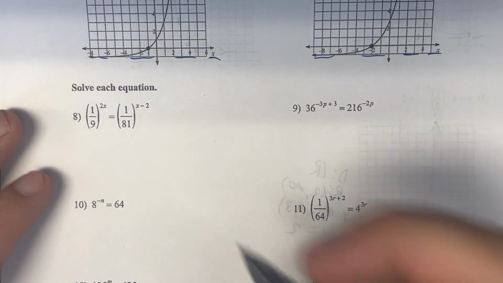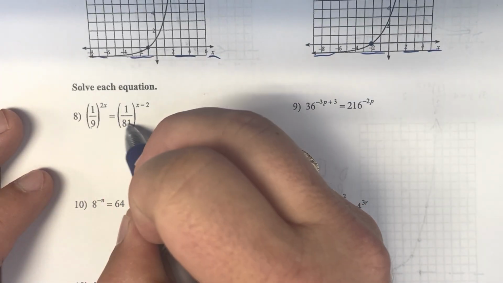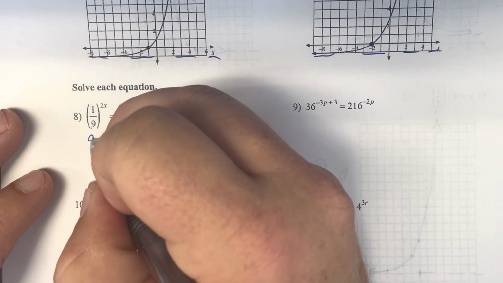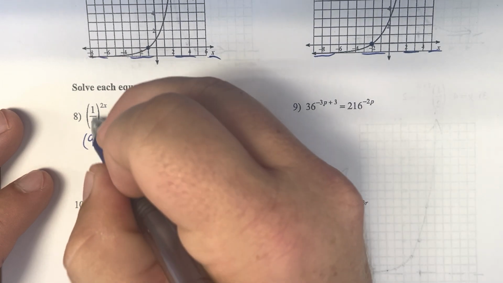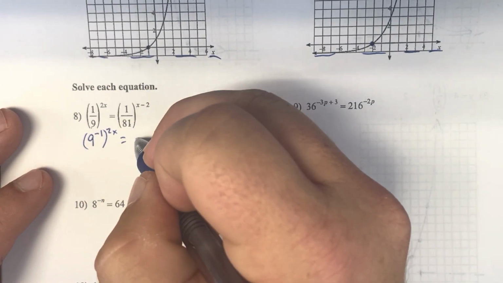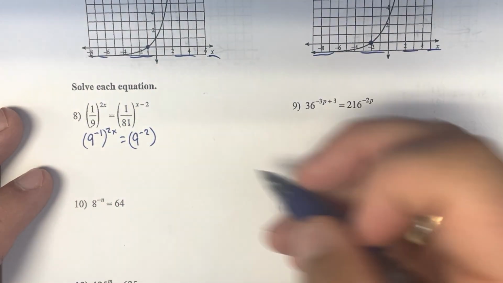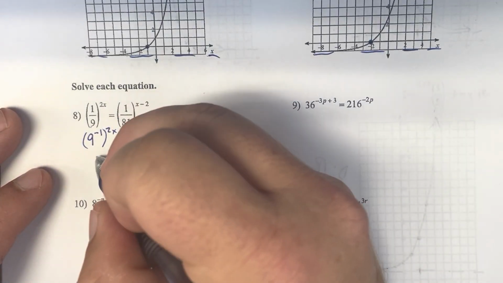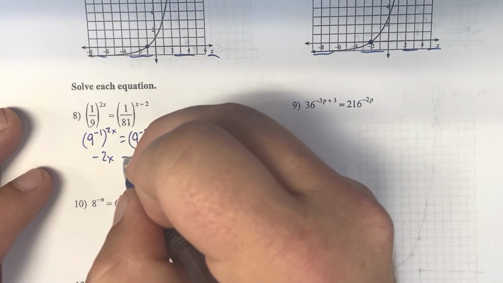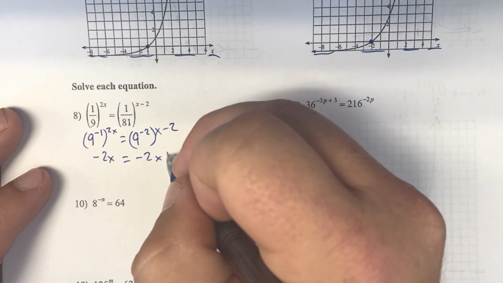All right, to solve these, we need to get the same base on both sides, so 9 and 81 both would have the base of 9. So 9 to the negative first is 1 over 9. 9 to the negative second is 1 over 81. Anytime there's a fraction, that means we're going to have a negative exponent. And so that means that's going to be negative 2x is equal to negative 2x plus 4.